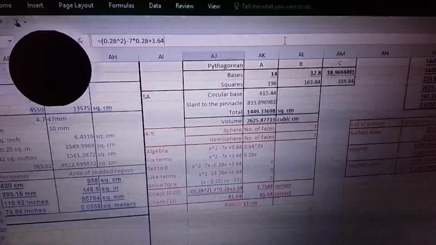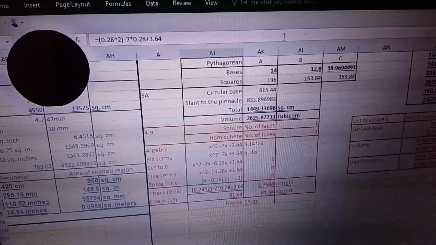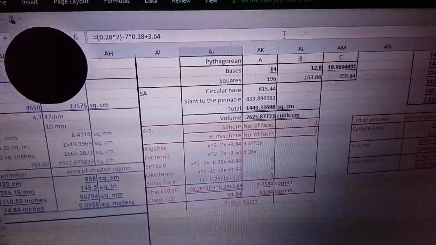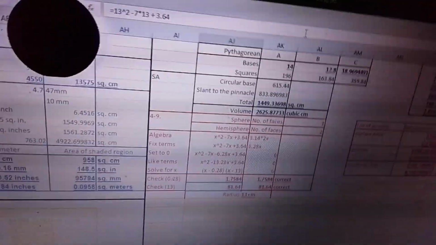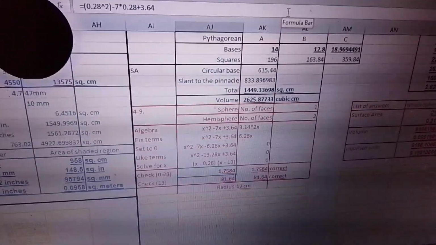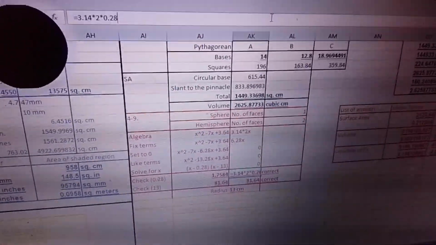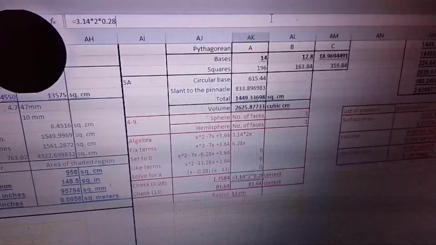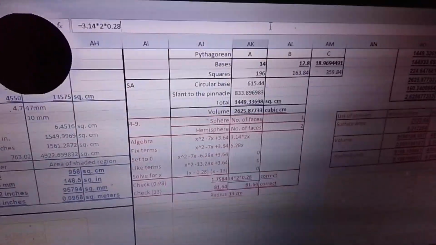Then minus 7 times 0.28 plus 3.64. Press enter. You should get 1.7584. If I were to do this again, it goes like this: 3.14 times 2 times 0.28, you still get the same answer. Wait a moment.